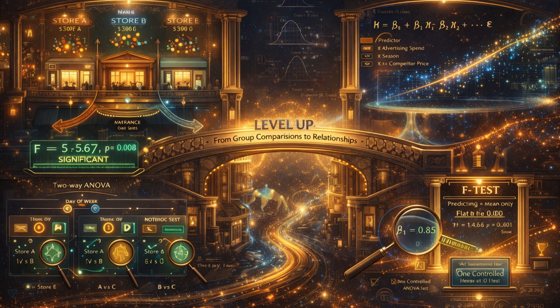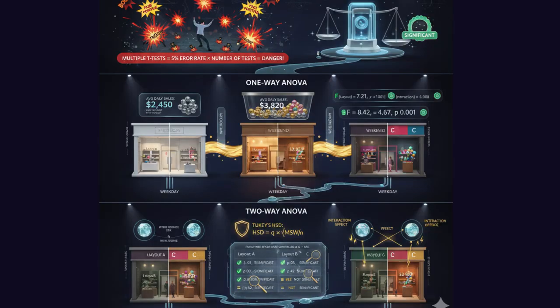We are ready to level up. What happens when we have more than two groups to compare or when we want to test complex relationships in a regression model? The test is ANOVA, analysis of variance. To compare the means of three or more groups, we use the ANOVA. If you try to do this with multiple t-tests, you would inflate your chance of a type 1 error. ANOVA avoids this by comparing the variance between the groups to the variance within the groups.